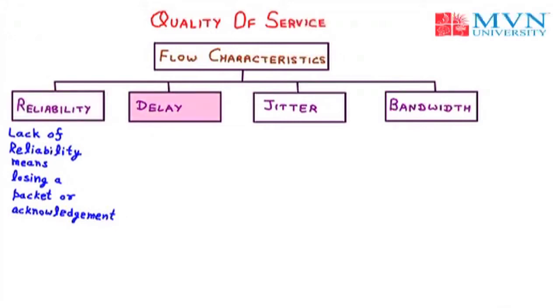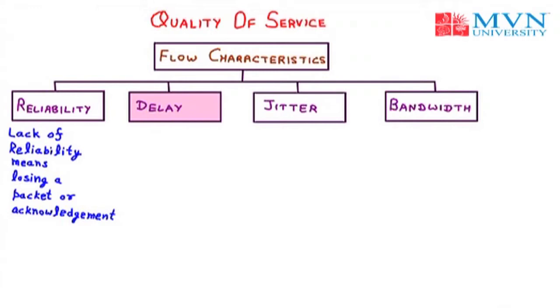The next one is delay. From source to destination, delay is a very important topic, because whenever we send data from source to destination, the time a packet takes is called the delay. If the delay is very high, that means the flow characteristics are not good and the connection is not good. But if the delay is very low, the flow characteristics are very good and the connection is very good. Applications can tolerate delay in different degrees.